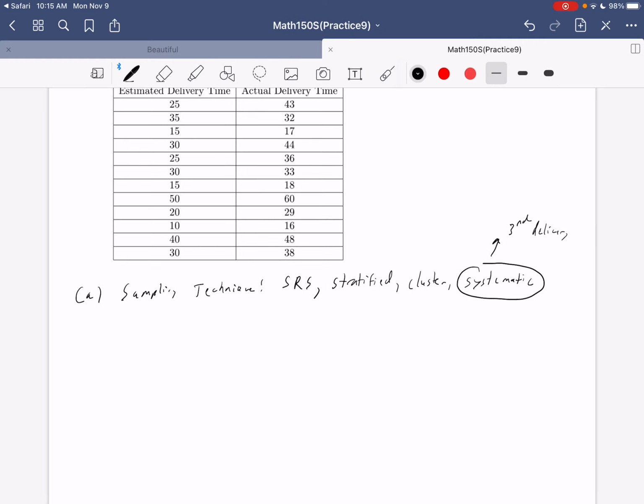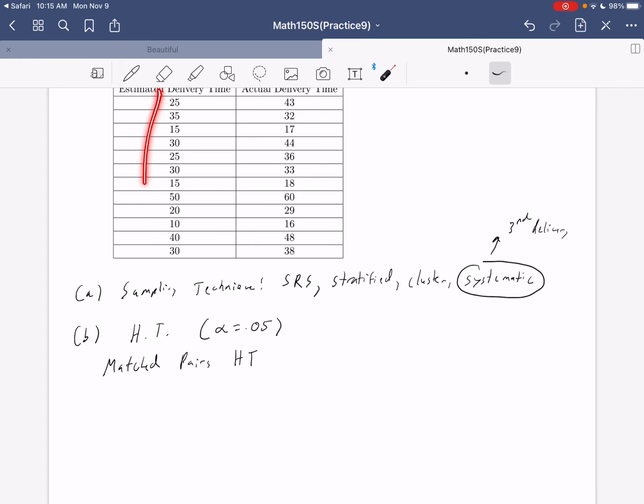All right, now we're ready to move on to the hypothesis test. And remember, we're going to be doing this at alpha equals 0.05. And we've already decided that it is a matched pairs hypothesis test. And again, it is a matched pairs hypothesis test because we have two samples of quantitative data, the estimated and the actual delivery times, and we know that this is matched with this is matched with this is matched with this, and so on. All right.